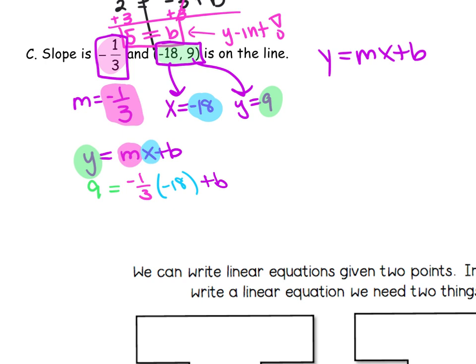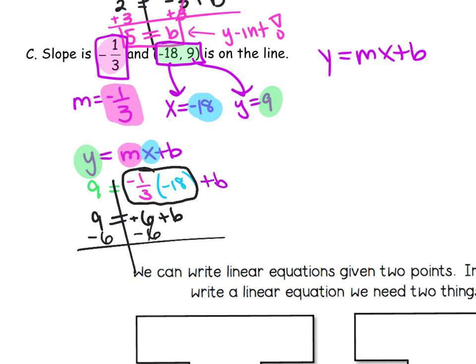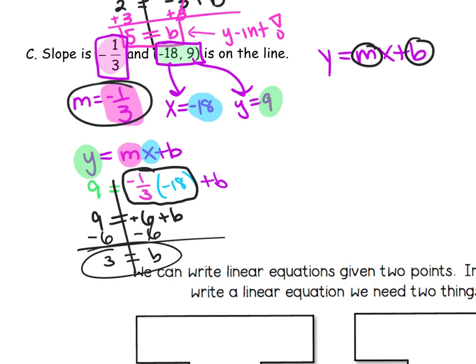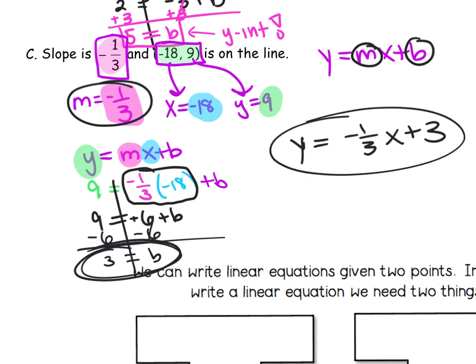Okay, so hopefully you have all of these things substituted in. You can see I color-coded everything. And we're just going to simplify now. So I have 9 equals, calculator, -1/3 times -18 is +6, plus b. We want to get b by itself, so I'm going to subtract 6 on both sides, and we get b to be 3. So my equation of the line uses m and b. Here's m. We just found b. So my equation of the line is y equals -1/3 x plus 3. And that's it.